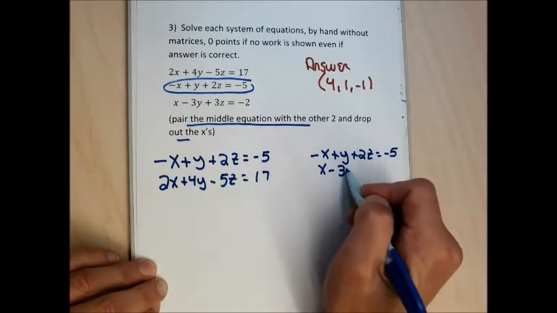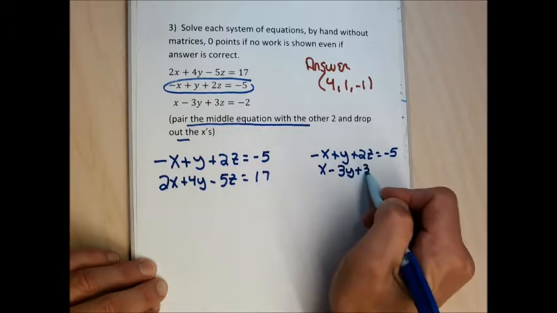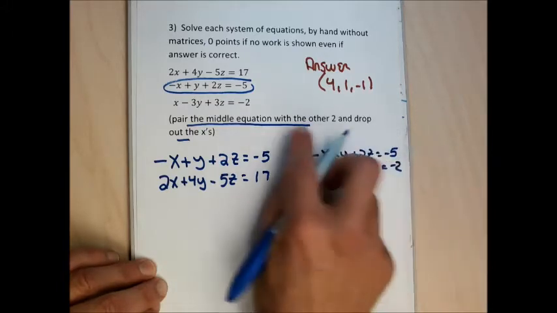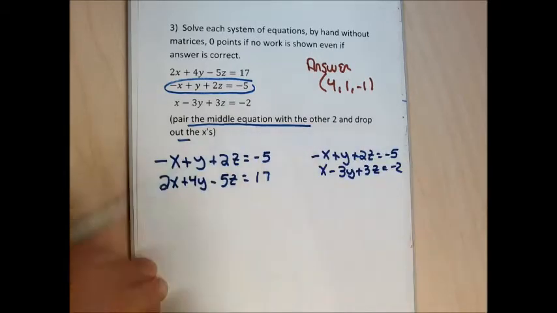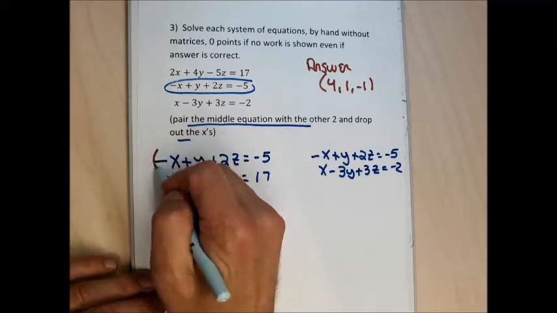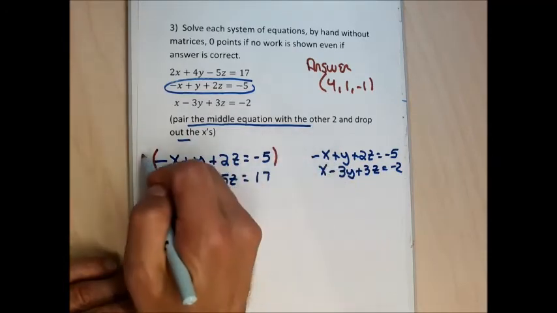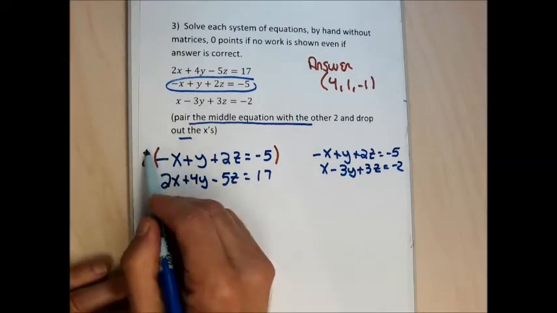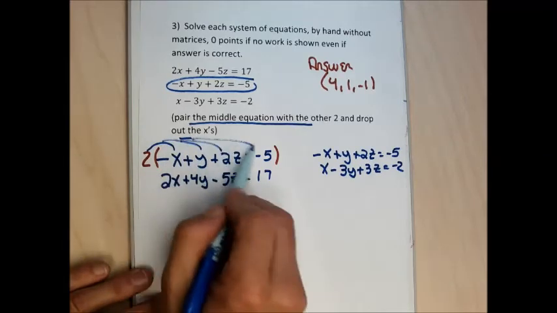And for each of these, I'm going to do the elimination method and drop out the x's, because my instructions say pair the middle with the other two and drop out the x's. In this left set to drop out the x's, I'm going to make the x's have a positive and a -2. By multiplying the top equation by 2, I can get the -2 in the top to compare with the 2 in the bottom. So for this top, I'm going to multiply everything here by 2.